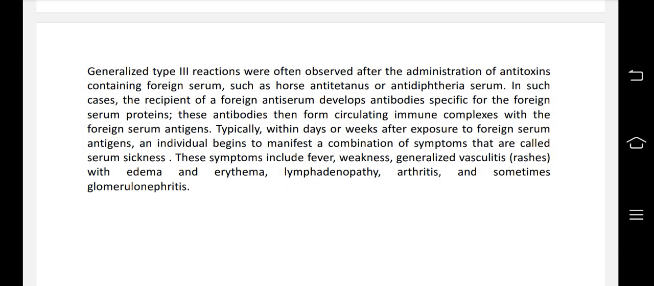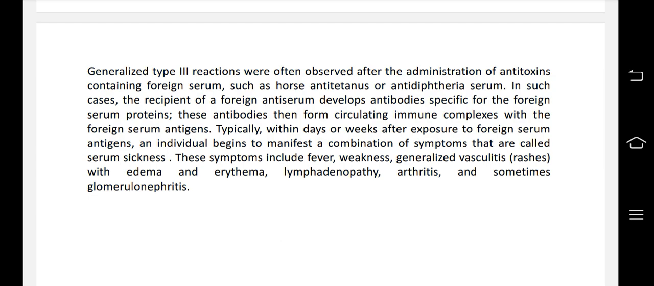Generalized type 3 reactions were often observed after the administration of antitoxins containing foreign serum, such as horse anti-tetanus or anti-diphtheria serum. In such cases, the recipient of a foreign antiserum develops antibodies specific for the foreign serum proteins. These antibodies then form circulating immune complexes with the foreign serum antigens. Typically within days or weeks after exposure to foreign serum antigens, an individual begins to manifest a combination of symptoms called serum sickness.